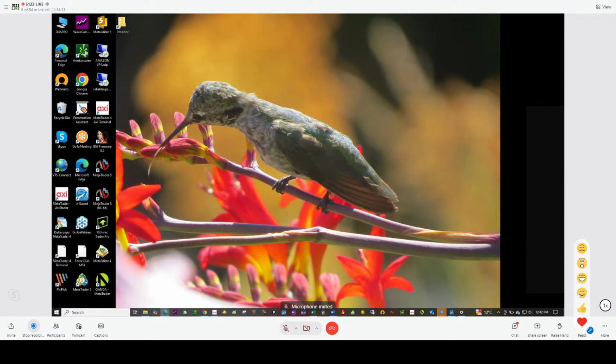Well, you know that guy. Oh yeah, a little hummingbird. It's a female hummer come to visit the flower.